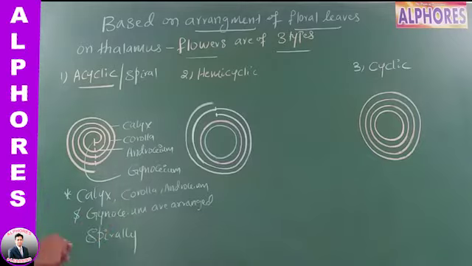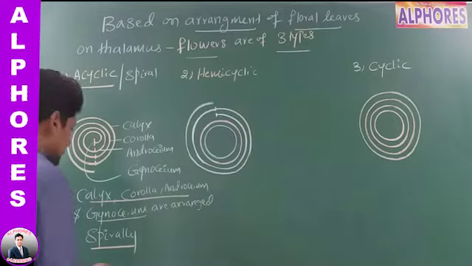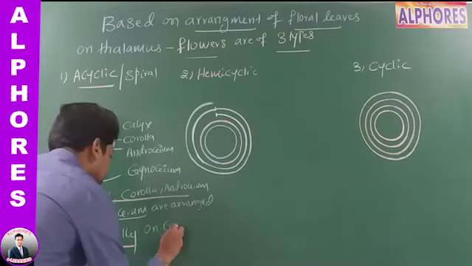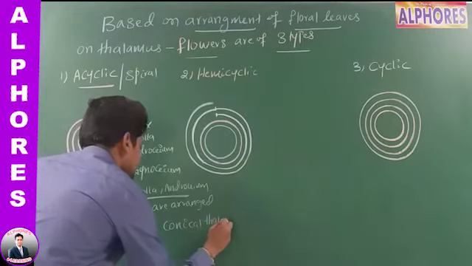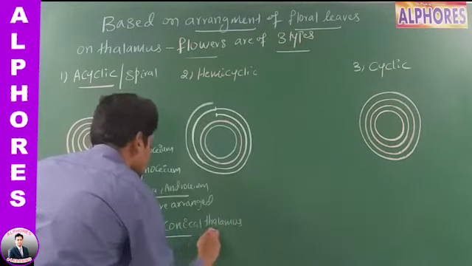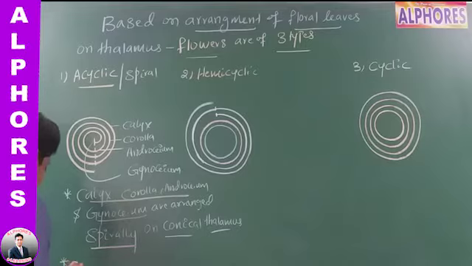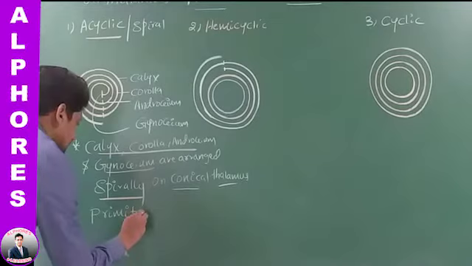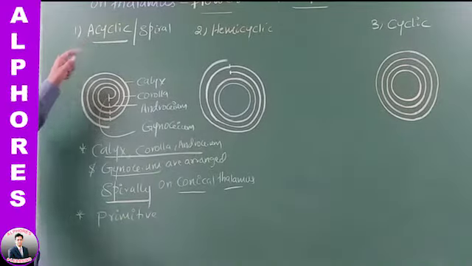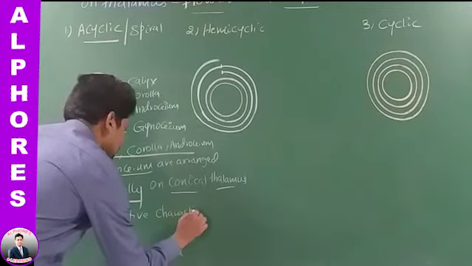Calyx, corolla, androecium and gynoecium are arranged spirally on a conical thalamus. What is the shape of the thalamus here? Cone shape, or conical. The presence of acyclic flowers is a primitive character.